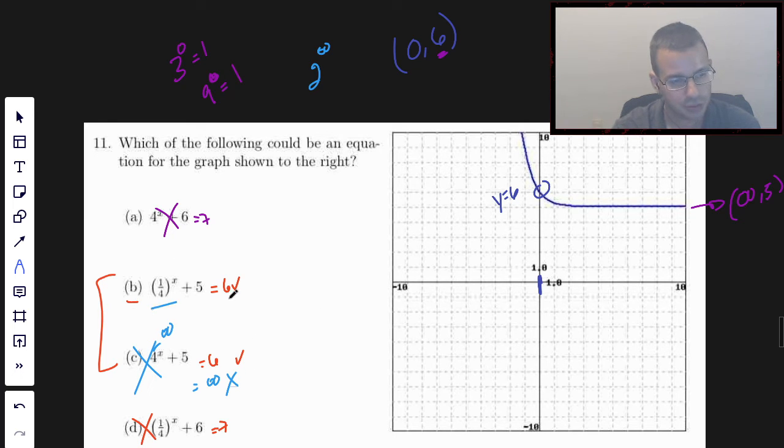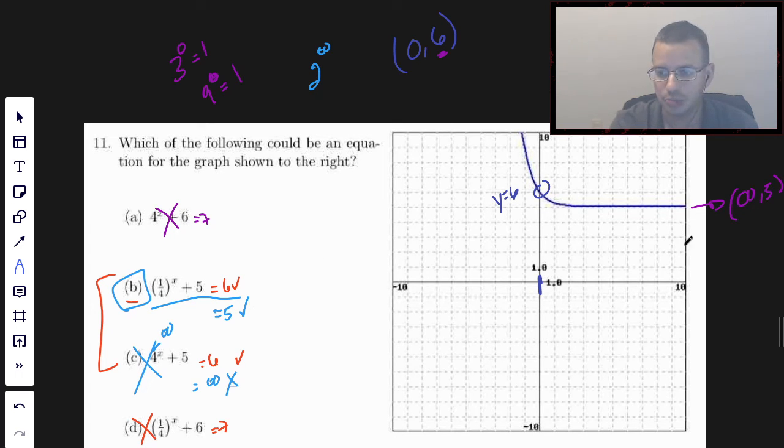So now we'll look at this one. 1/4 to the infinity. When you take a number less than 1 to infinity, it's going to keep getting smaller and smaller and smaller until it gets to 0. So this becomes 0 plus 5, which is 5. So check, that will also work because when we plug in infinity for x, we get 5.